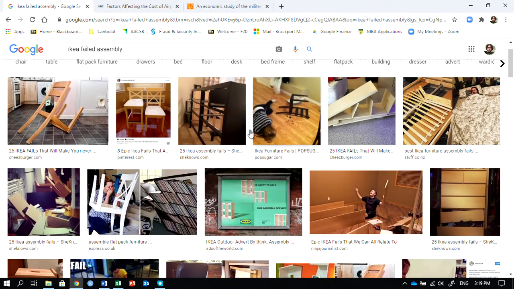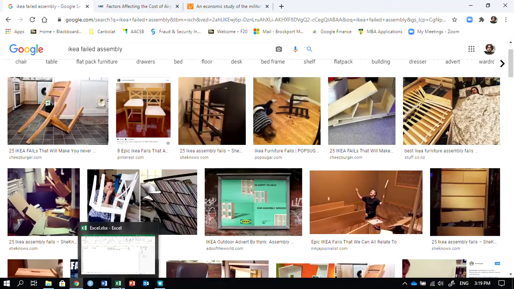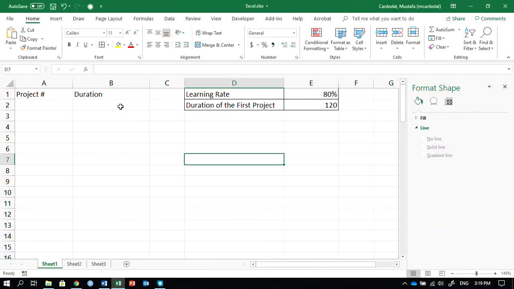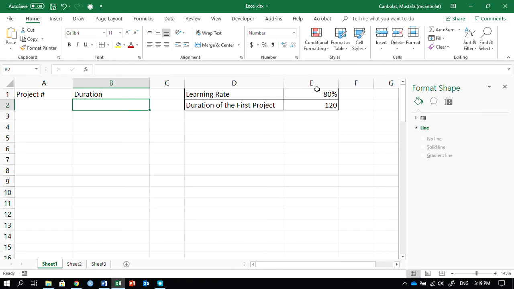So here are the epic failures of some IKEA project completion. And IKEA, if you see this, just send us some promotional materials, please. Thank you.